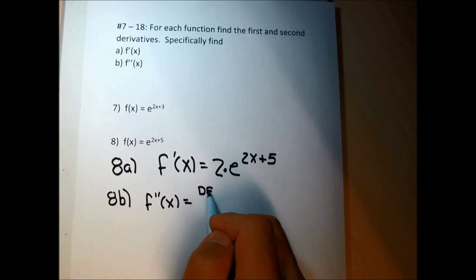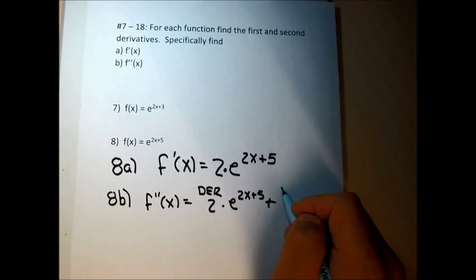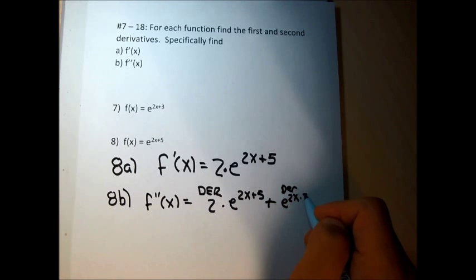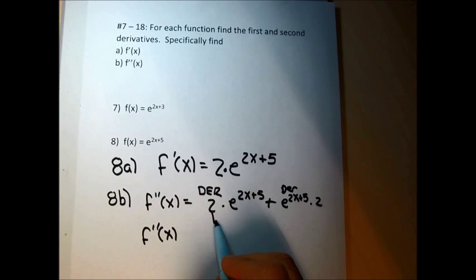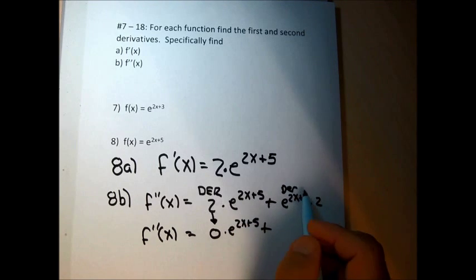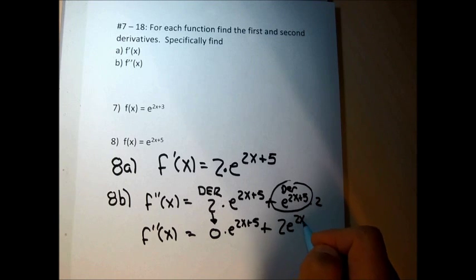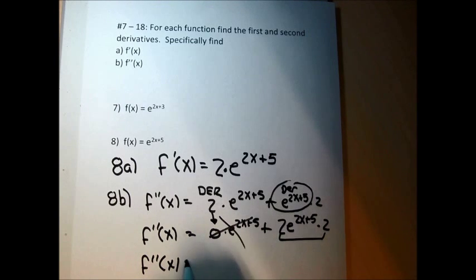So it would be the derivative of 2 times the e to the 2x plus 5 plus the derivative of e to the 2x plus 5 times 2. The reason I don't have to use the product rule is because this derivative is 0. So this would be 0 times e to the 2x plus 5. And then I know the derivative of e to the 2x plus 5 is 2e to the 2x plus 5. So for this derivative, I'm going to write 2e to the 2x plus 5 times that 2. This piece is equal to 0, so I don't need to include it in my work. And for this piece, I simplify by multiplying the 2's together. And so the second derivative for problem 8b is just 4e to the 2x plus 5.